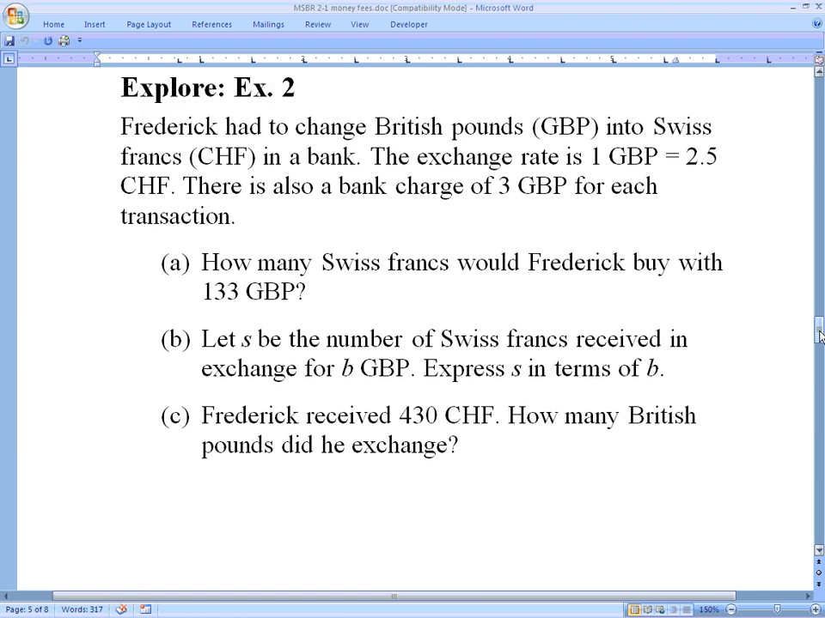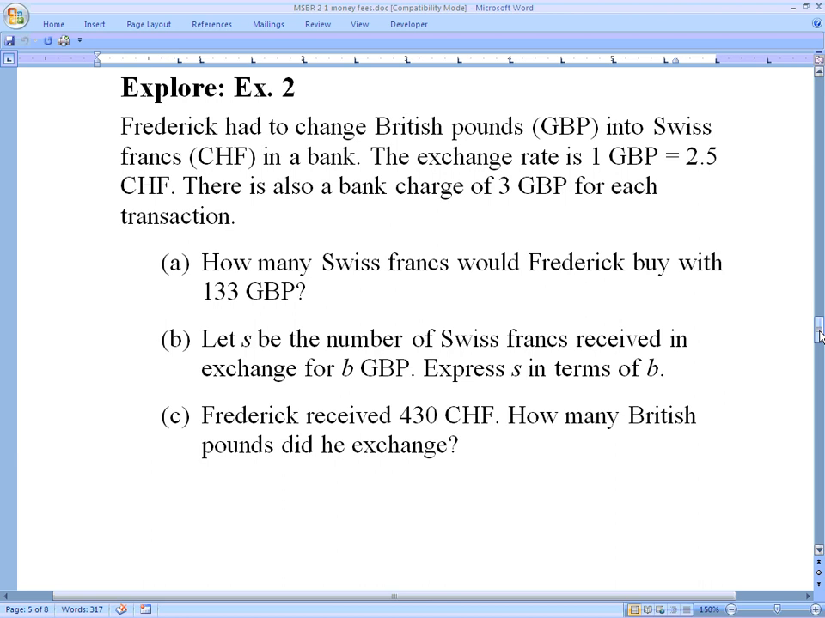Number two. Frederick had to change British pounds into Swiss francs. In a bank, the exchange rate is 1 Great British Pound equals 2.5 Swiss francs. There is also a bank charge of 3 Great British Pounds for each transaction.